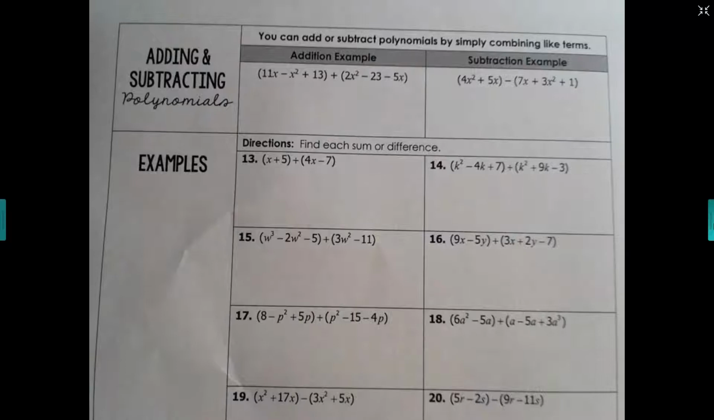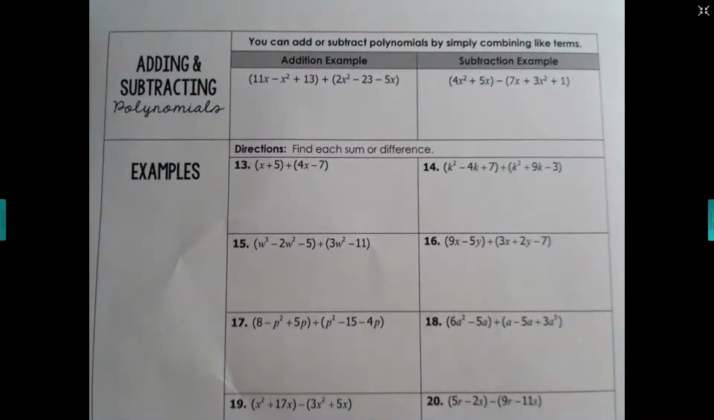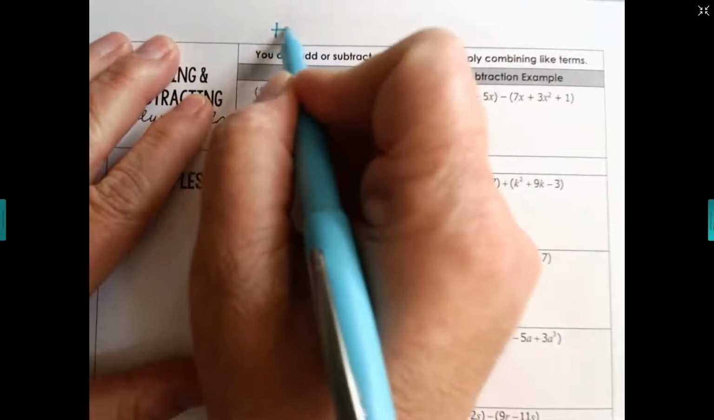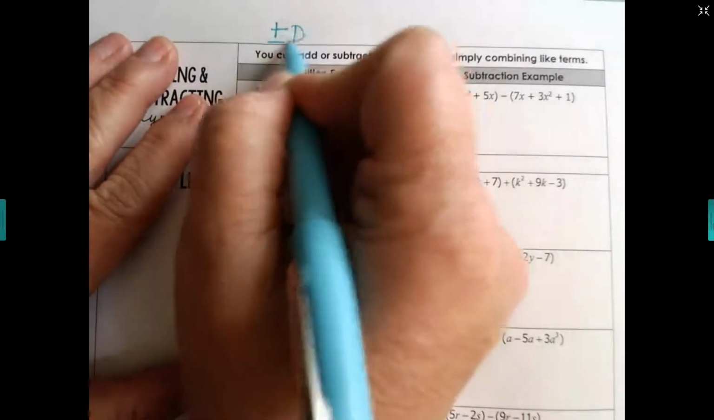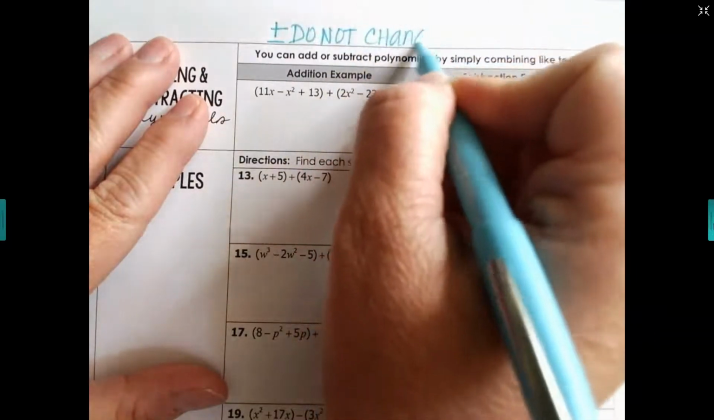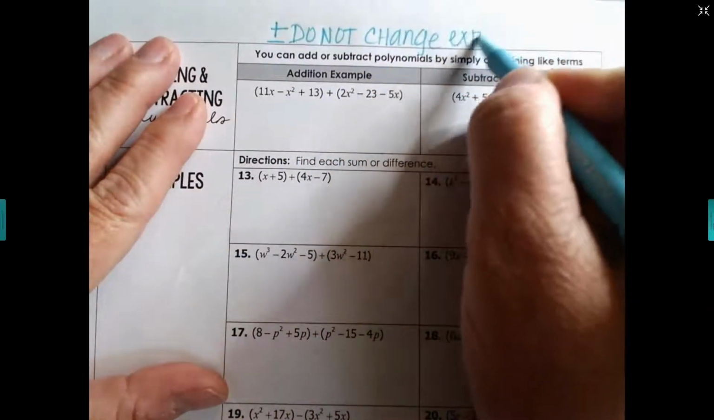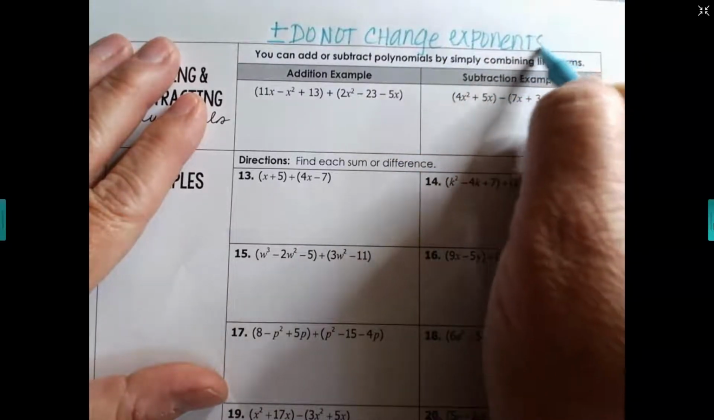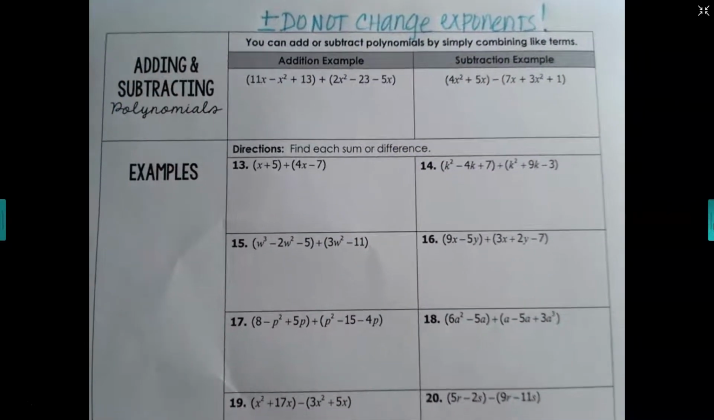One thing you have to remember, as we've already talked about, is combining like terms. A like term means the variable and its exponent are exactly the same on the two terms that we're trying to combine. Our exponent rules tell us if we are adding or subtracting, do not change exponents. So I'm just going to make a note here. If we add or subtract, do not change exponents. We will change exponents when we multiply and divide, which we'll be doing next.